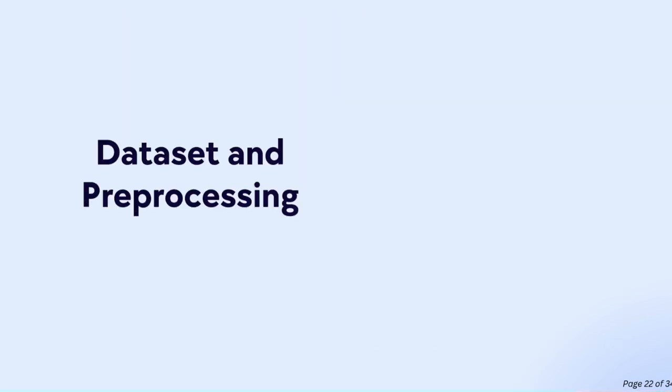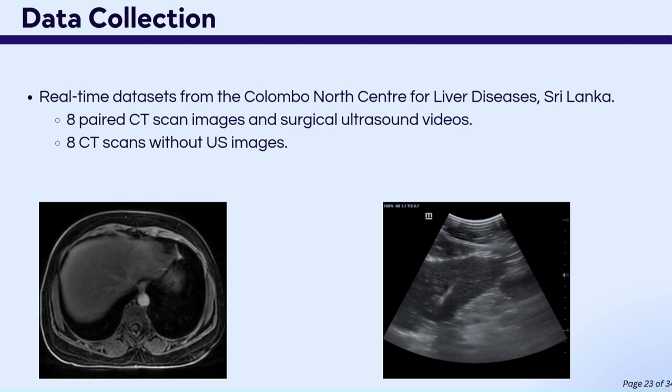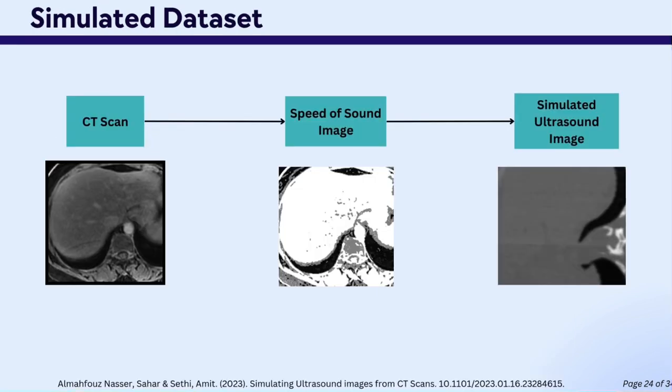We collected clinical CT data from patients who underwent ablation surgery at the Collaborators Center for Liver Diseases, Sri Lanka, along with ultrasound videos recorded during the procedures. For experimental purposes, we also simulate ultrasound images from CT scans. To create these simulated ultrasound images, we applied Hounsfield unit correction, normalized the CT slice, and generated a speed of sound image. Finally, we used the k-Wave library for raycasting, producing realistic ultrasound images as illustrated in this figure. These simulations were crucial for training our model effectively.